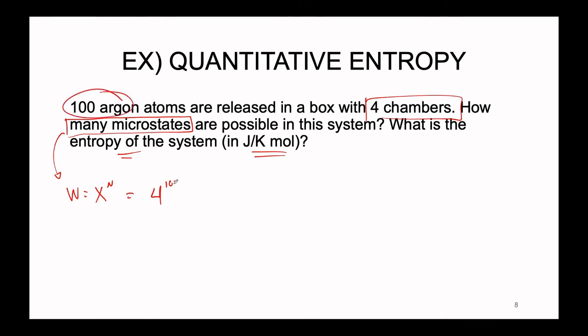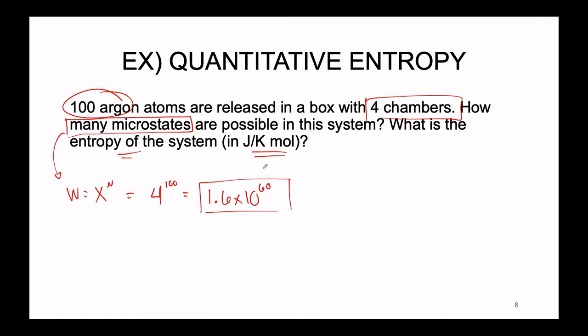And because we're working with 100 argon atoms, that's going to go into the exponent. All right, so 4 raised to the 100, if your calculator can actually process this number, ends up being equal to 1.6 times 10 to the 60. Now this is a unitless number, this is just a counting number. Again, how many possible arrangements could we have for all 100 argon atoms?